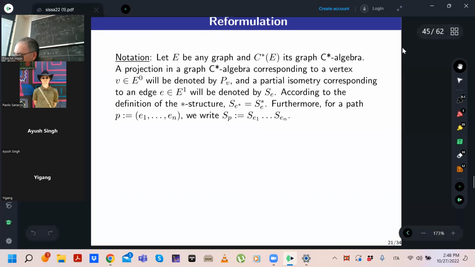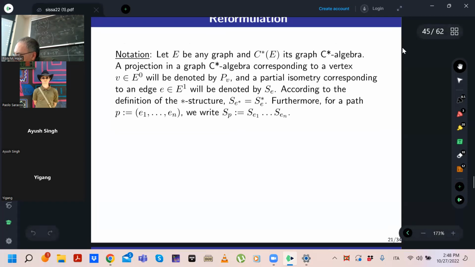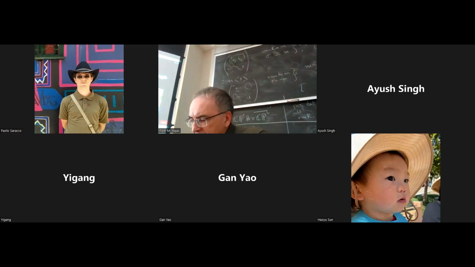Okay, so now we continue with graph sister algebras. How do I remove it? Oh. Okay, start sharing again. Share it.